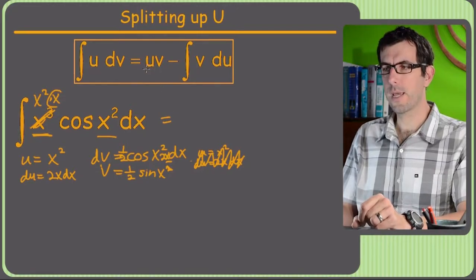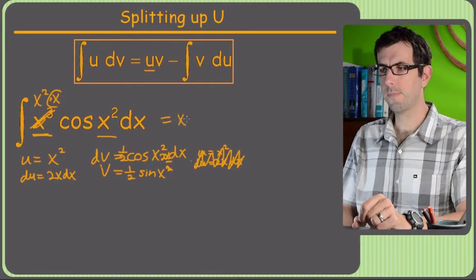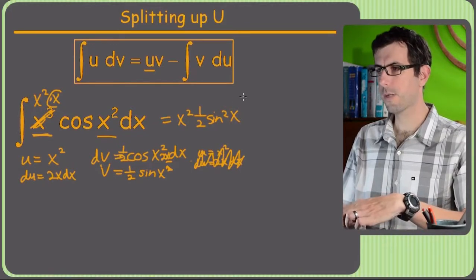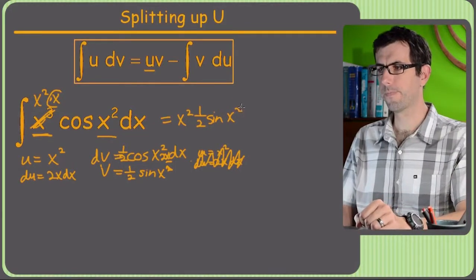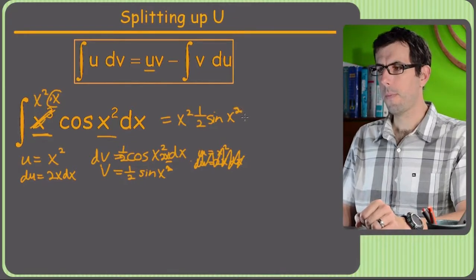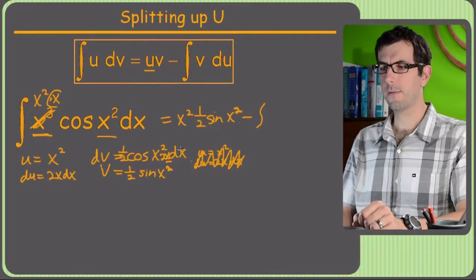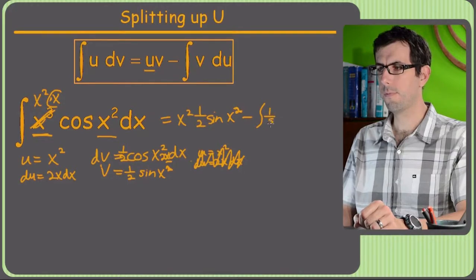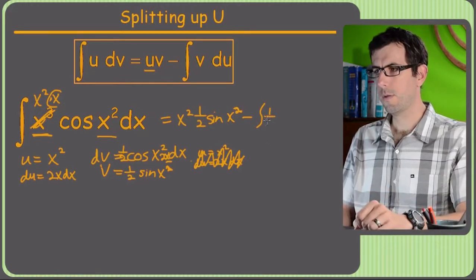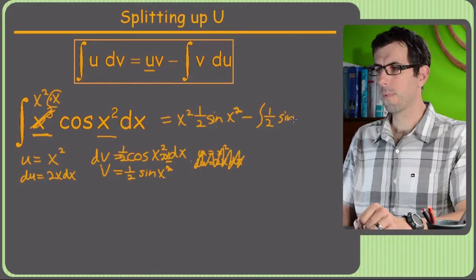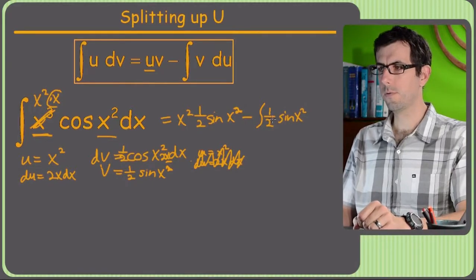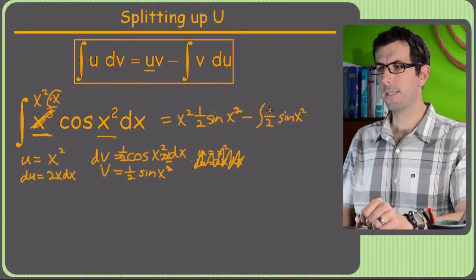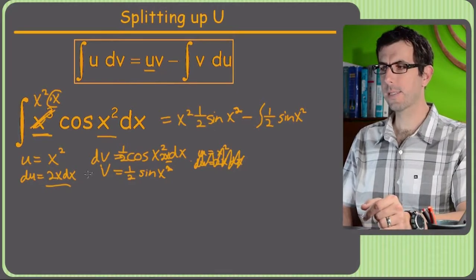So when I plug and chug through this, I got u equals x squared times v, which is 1/2 sine x squared. Minus the integral of v, which is 1/2 sine x squared, right? Yeah, times du. Oh, look at that, 2x dx.